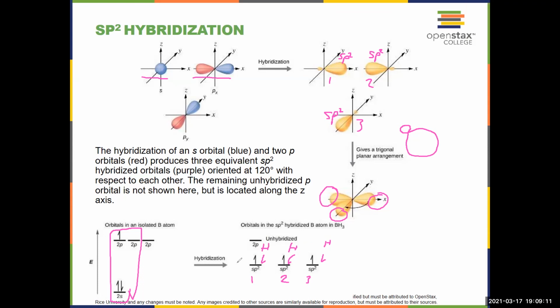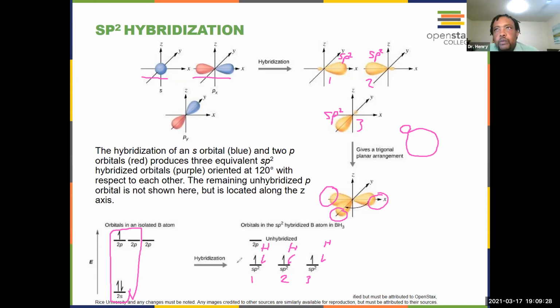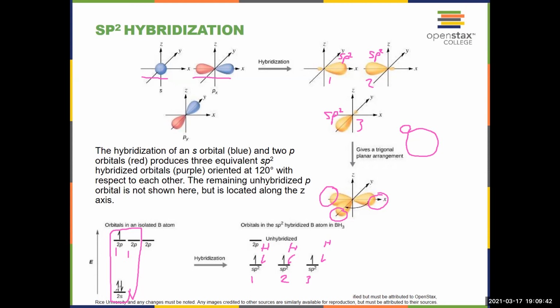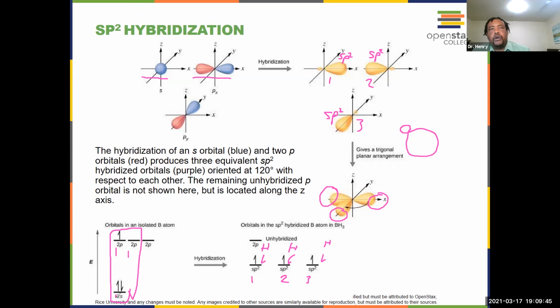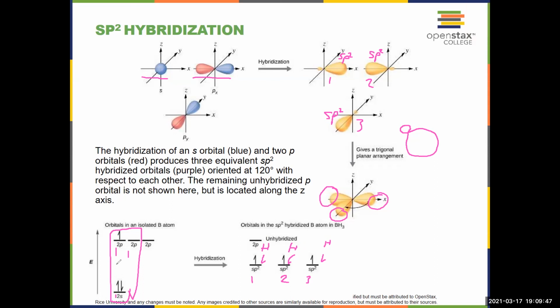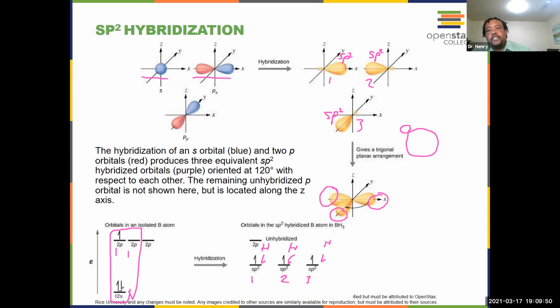Makes sense. Okay, so why are we using 2 of the p? Back to the orbitals in an isolated B atom. Why are we taking 2 of those when there's only 1 electron in the 2p orbital? Because the total altogether is 3 orbitals: 1, 2, 3. How many valence electrons are there to work with? 3, that's right.